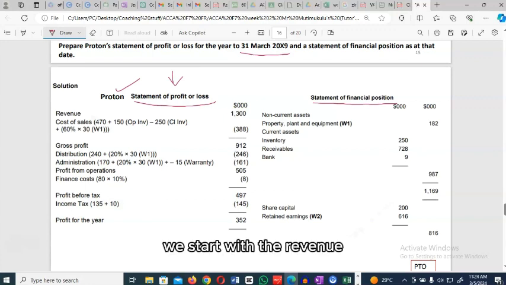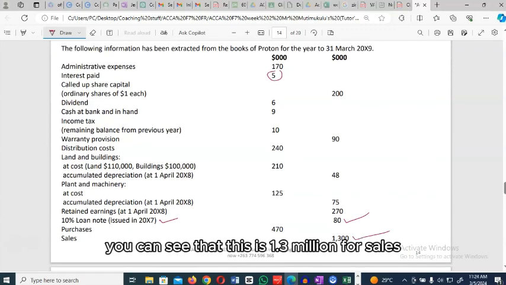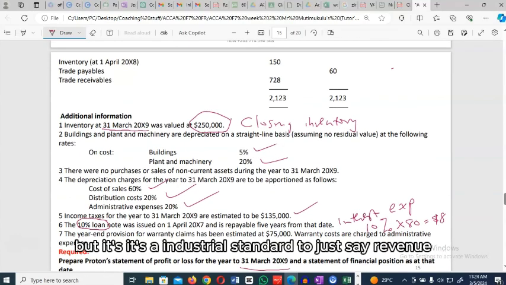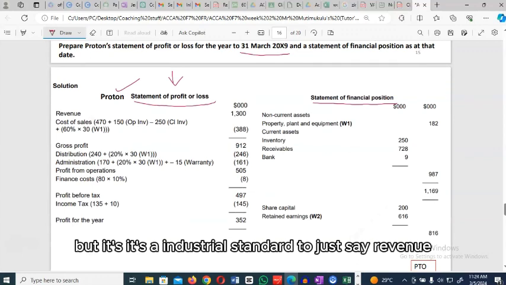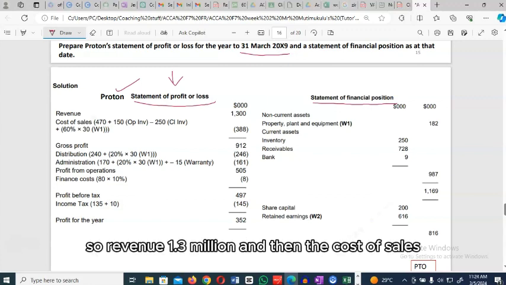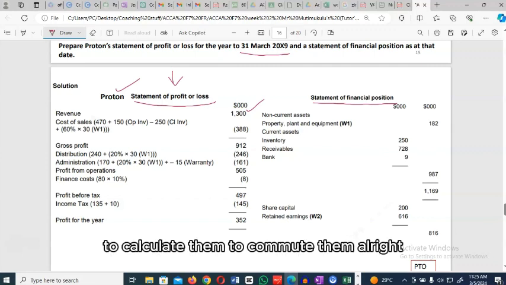We start with the revenue figure. From the question, it was 1.3 million. If you look at the figures there, you can see that this is 1.3 million for sales or revenue. It's just the same, but it's an industrial standard to just say revenue. That's the modern way of presenting your sales. All right, so revenue 1.3 million, and then the cost of sales. The cost of sales figures, you need to create them, you need to calculate them, to compute them.